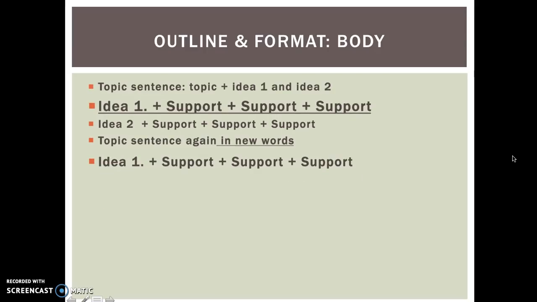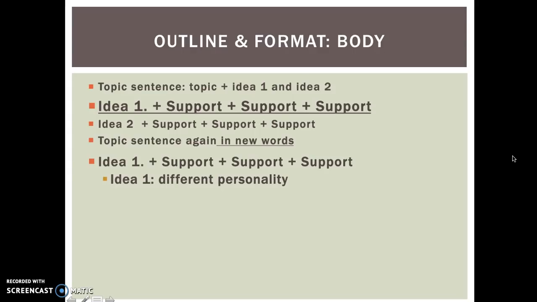Okay, so after that, I'm going to write my first idea with support. A lot of you are doing a really great job with this. The only thing that you need to improve is that you make more support or stronger support. So here's my example. I know that I want to talk about different personality for my first idea.